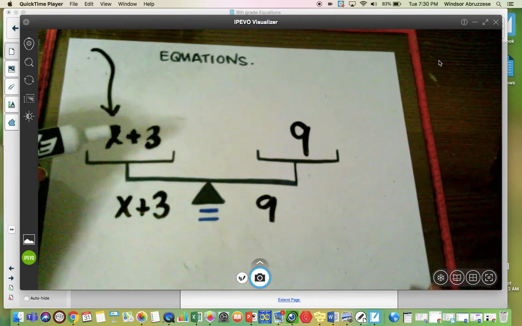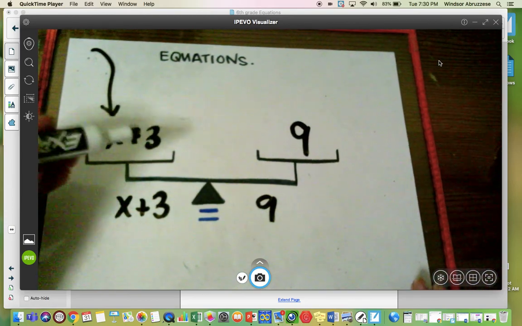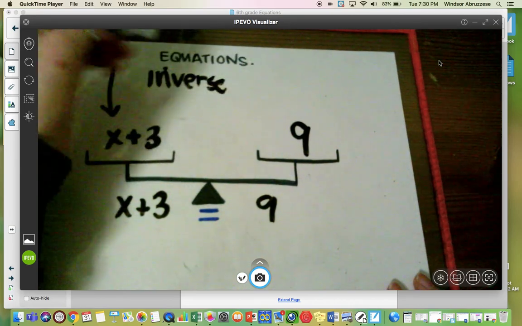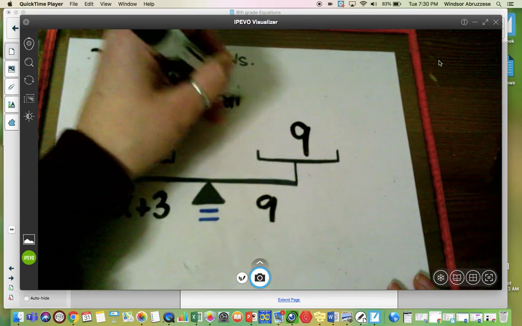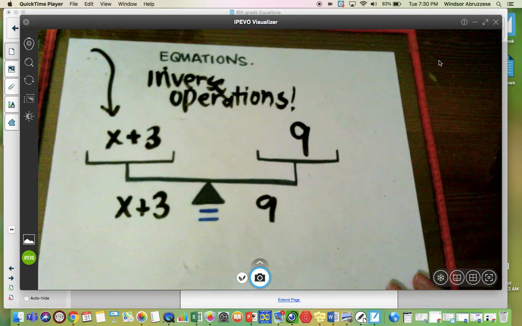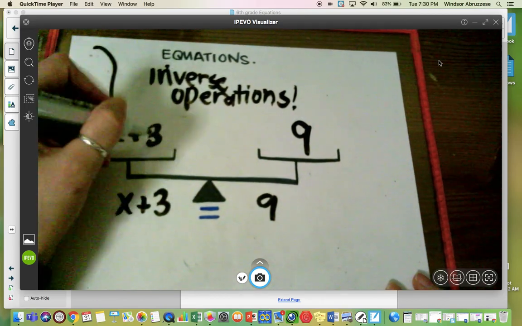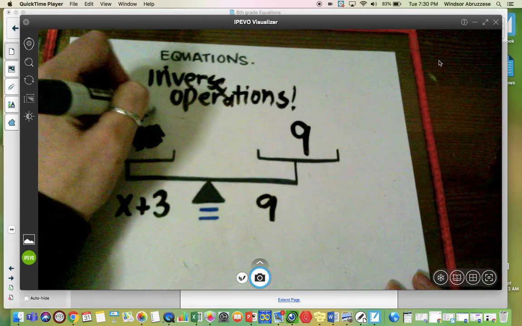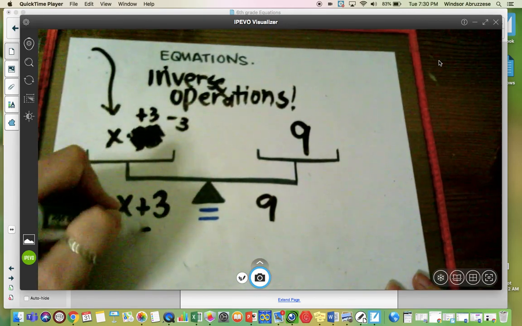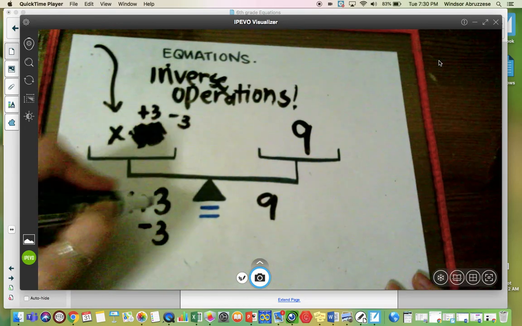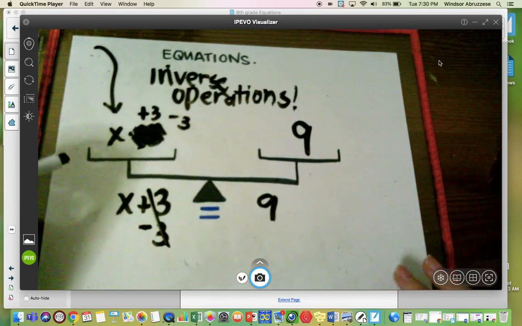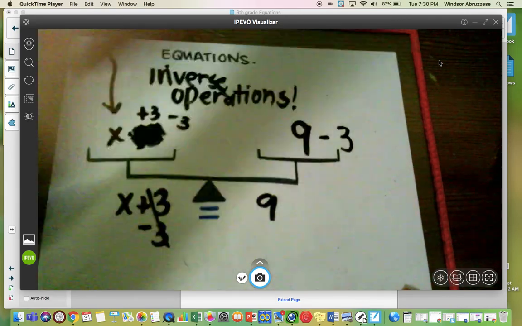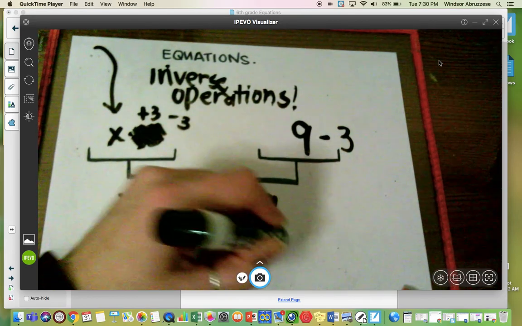In order to take away or to get rid of a plus 3, you have to do the inverse. I want you to write that word down. The inverse operation. That's super important to know for equations, inverse operations. If I have a plus 3, I'm going to minus 3 because what's 3 minus 3? 0. But again, remember, whatever I do to one side, you have to do to the other. So I'm also going to minus 3 on the other side of the equal sign.